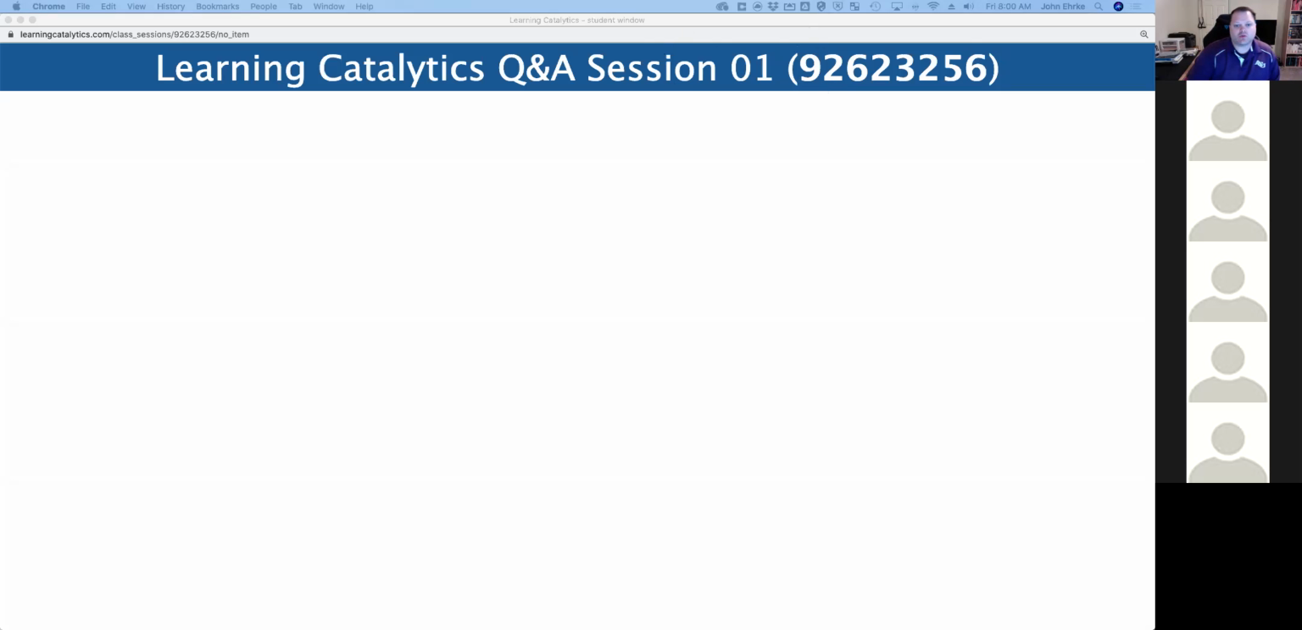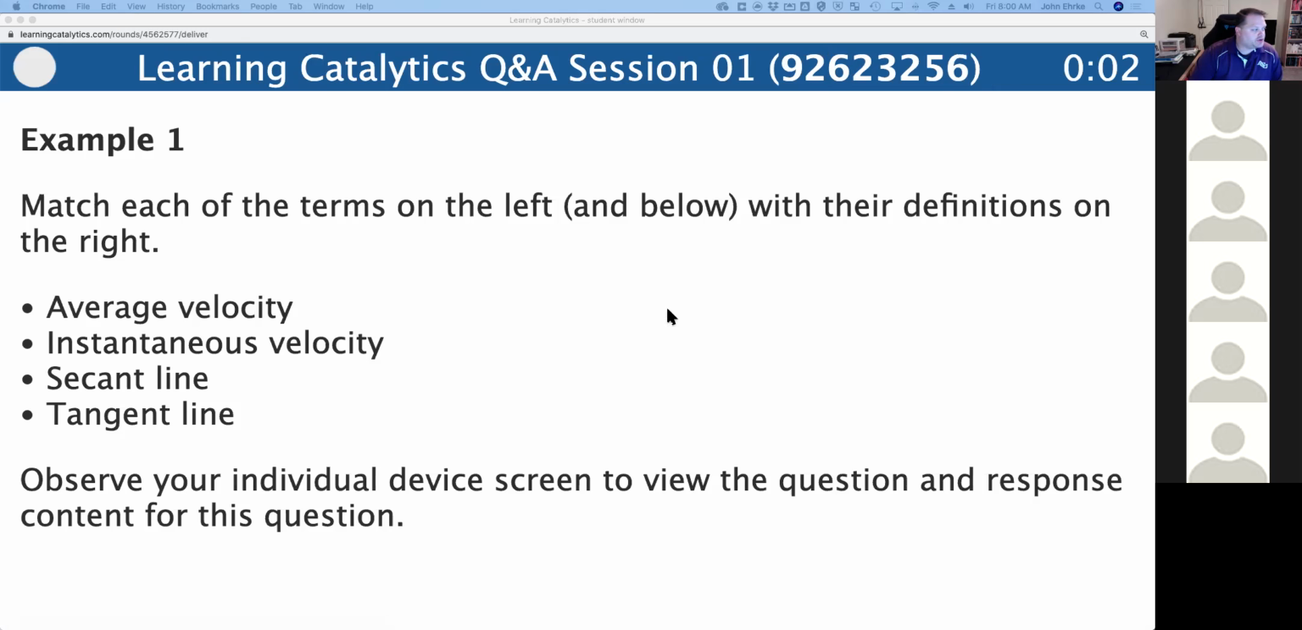Let's go ahead and start with just trying to make sure that we are understanding a little bit about the topics that we discussed last time. So this is a matching question. I want you to match the appropriate definition with each of these terms. If we talk about something like average velocity or instantaneous velocity, secant line, tangent line, I just want to make sure we have those definitions down from last time, and then we'll jump into an applied problem.